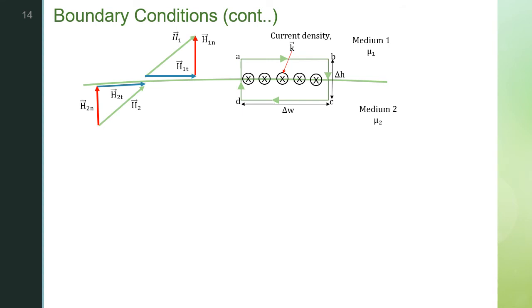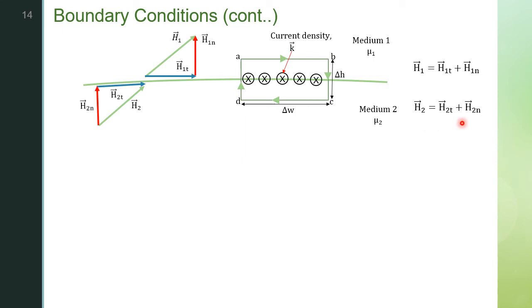So, for deriving the boundary conditions in magnetostatics, we are considering two mediums with permeability mu1 and mu2. The magnetic field intensity in medium 1 is H1 and the magnetic field intensity in medium 2 is H2. So this component H1 is split into the tangential component H1t and the normal component H1n. Similarly, H2 is split into H2t and H2n. So the total magnetic field intensity in medium 1 is H1 equal to H1t plus H1n, and the total magnetic field intensity in medium 2 is given by H2 equal to H2t plus H2n.